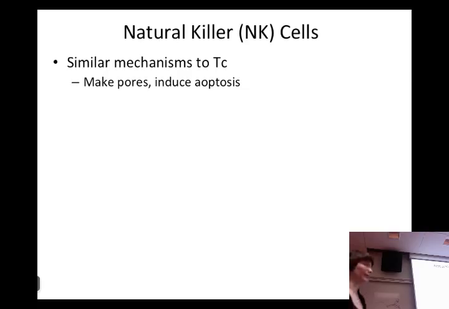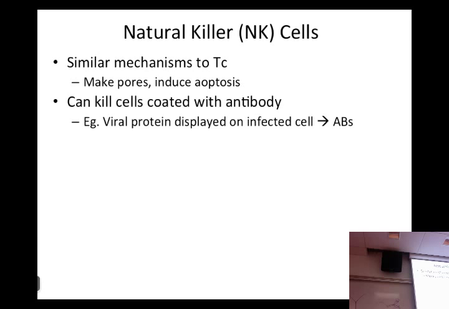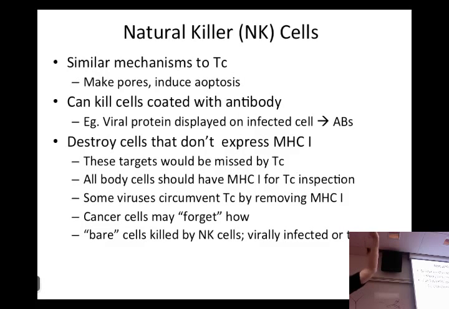Finally, we have natural killer cells. They're very similar to the cytotoxic T cells in that they make holes in cells and they cause them to undergo cell death. They do this with cells that are coated with antibody. And so, for instance, if you're an infected cell and you have a viral protein on your surface, that might cause antibodies to bind to that cell, actually, and essentially opsonize that body cell.